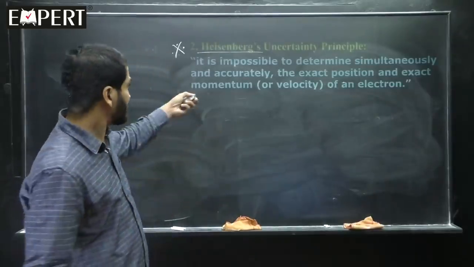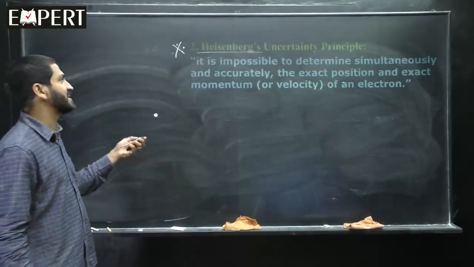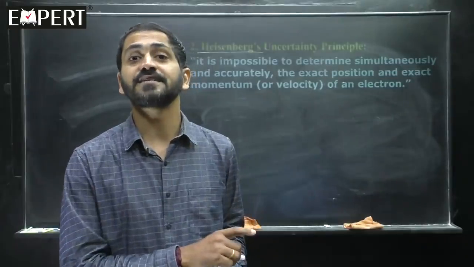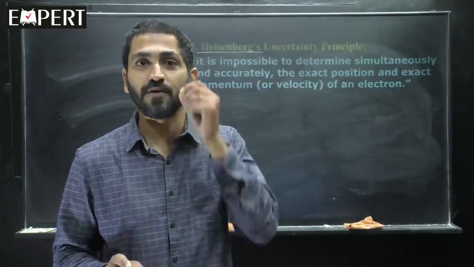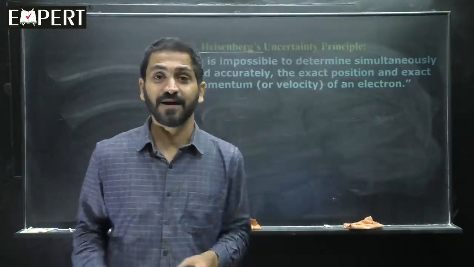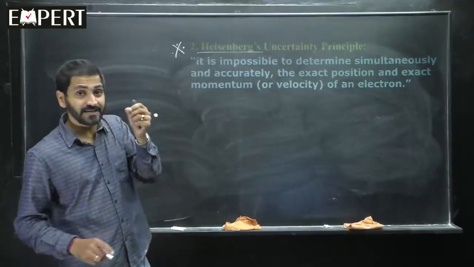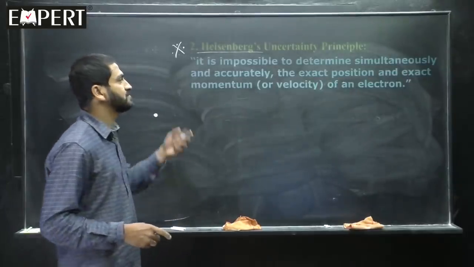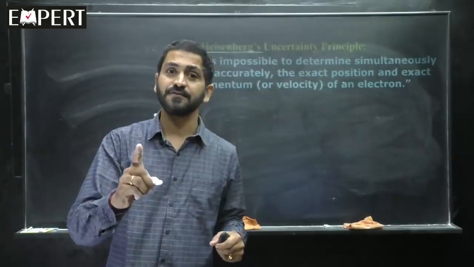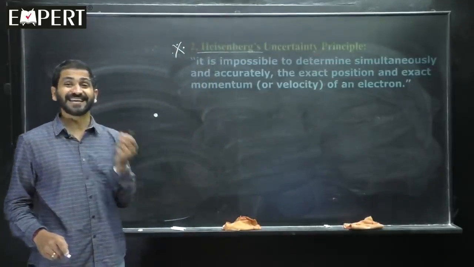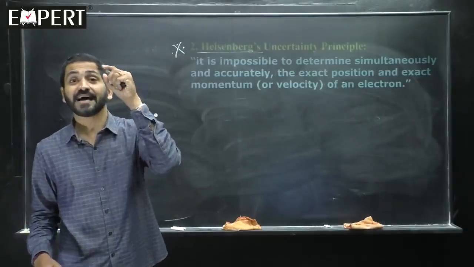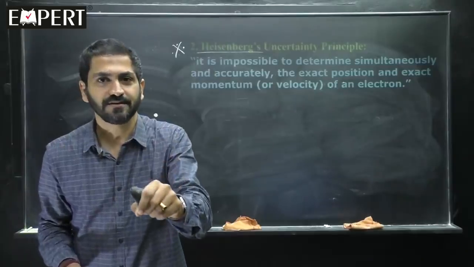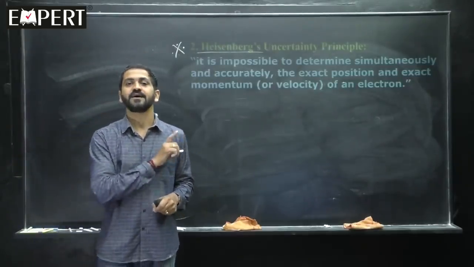It is impossible to determine simultaneously and accurately. Simultaneously means if you try to measure momentum, position will change. If you try to measure the position, momentum will change. Because the electron is traveling in the form of a wave, it has very little mass. Hence, it is impossible to determine simultaneously, at the same time, the exact position and exact momentum or velocity of an electron. Please study it now itself. Repeat with me. It is impossible to determine simultaneously and accurately the exact position and exact momentum of an electron.